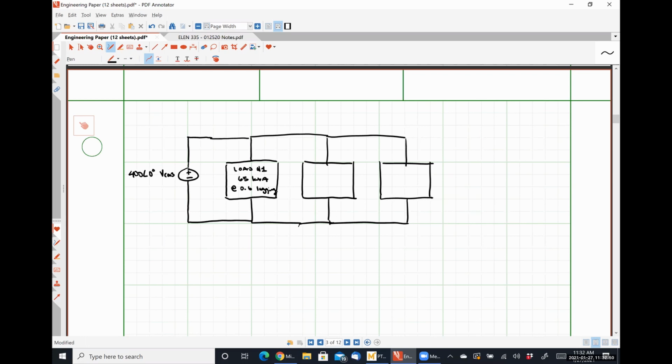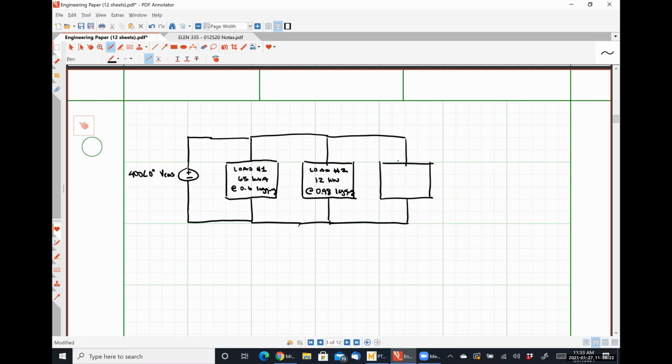We have another load. Let's say that this one is maybe a bunch of fluorescent lights. And so it's going to draw 12 kilowatts at a power factor of 0.98 lagging.